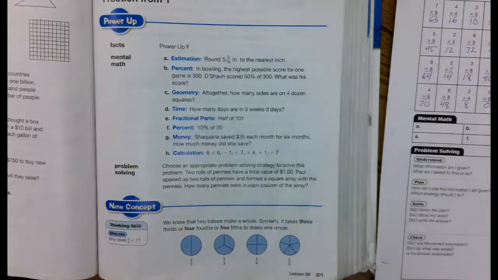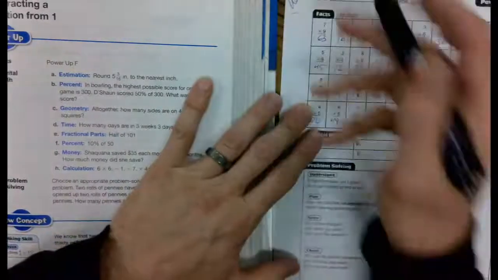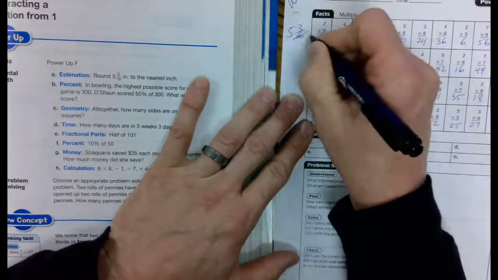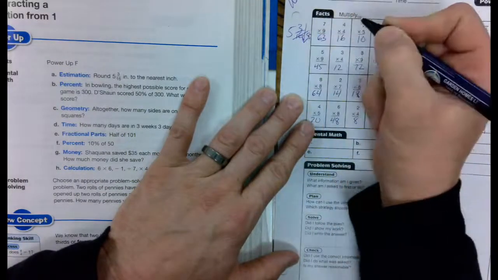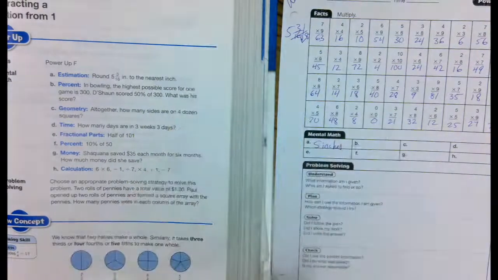All right, mental math. We're going to round 5 3/16 to the nearest inch. Now, some of these will be pretty easy. You can do them maybe in your heads. We got half of 16, which gives us 8. And 3 is less than 8, so you're going to stay at 5 inches.